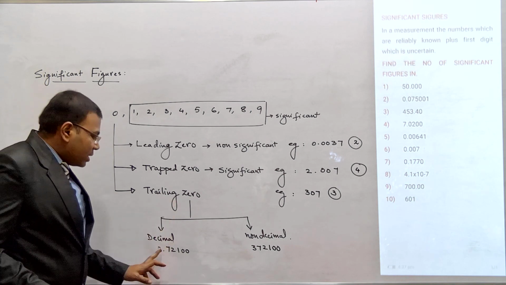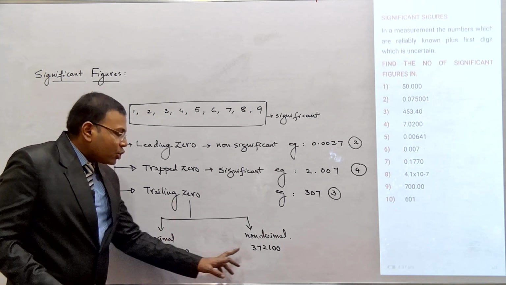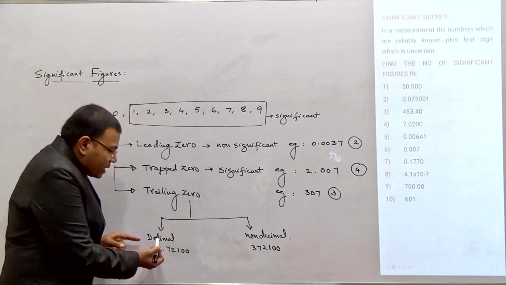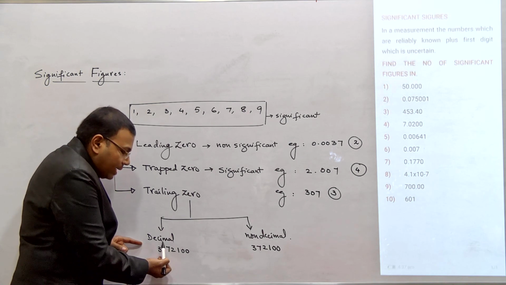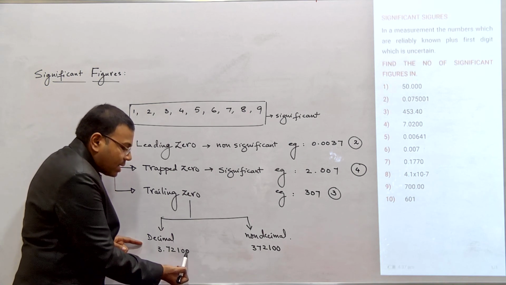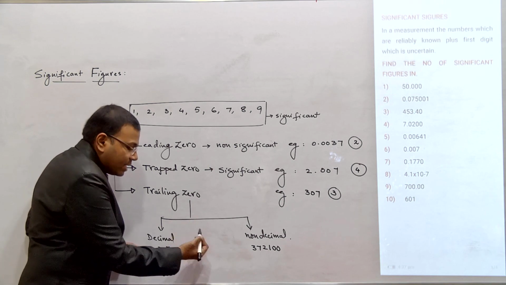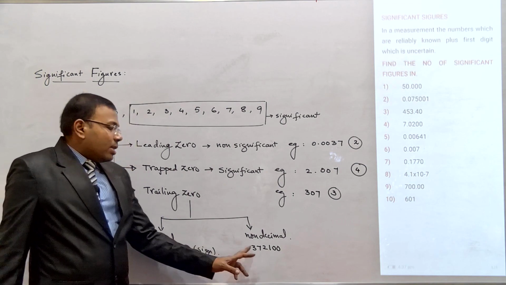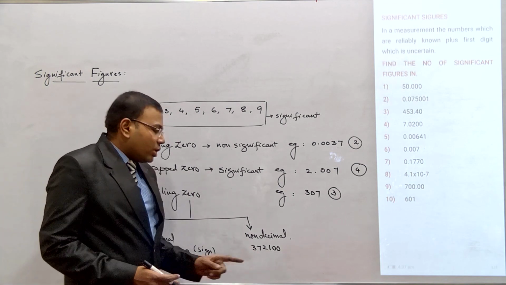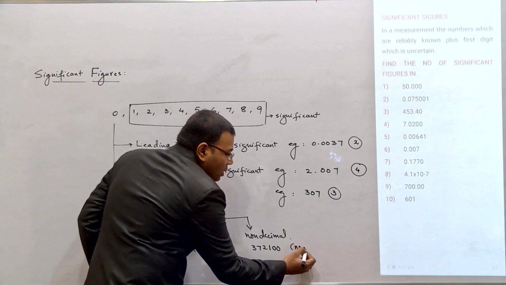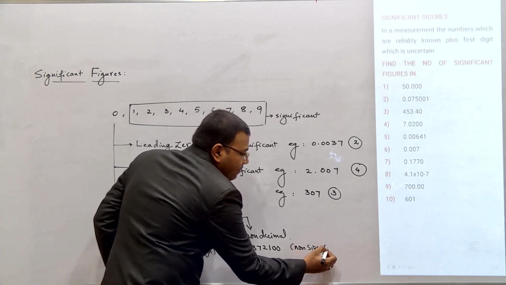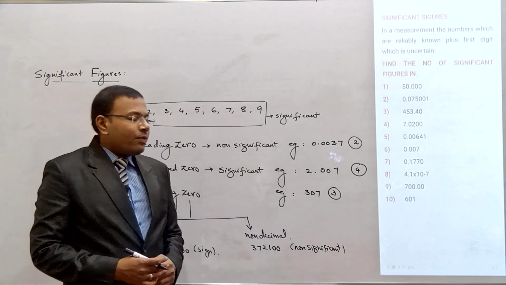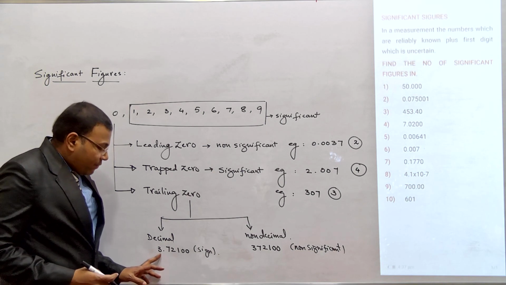Trailing zeros means in this you can see we are getting 2 zeros at the last. Whether these 2 zeros must be counted or not, let us see. If the number has a decimal, yes, we have a decimal, then the zeros will be significant, that means you have to count them. But this number does not have any decimal, so these 2 zeros are non-significant.